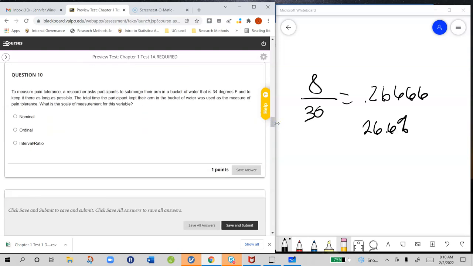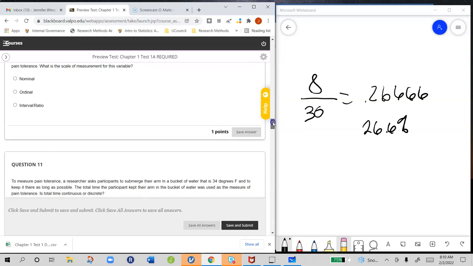Okay, number 10, we're looking at participants who are asked to submerge their arm in a bucket of water that's really cold and keep it there as long as possible. And then we're looking at how long they keep their arm in the bucket. So that would be interval ratio, right? Length of time, 1 minute is always 1 minute, right? Or 1 second is always 1 second. The size of a minute or second never changes, right? That would be interval ratio because those intervals are equal.